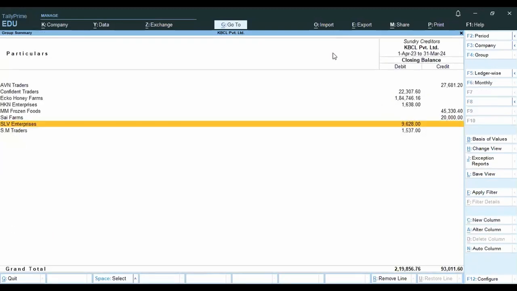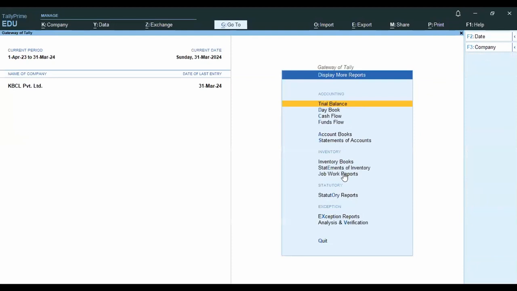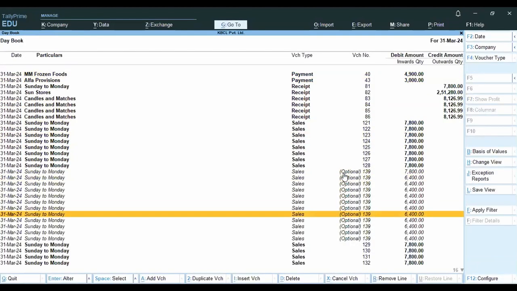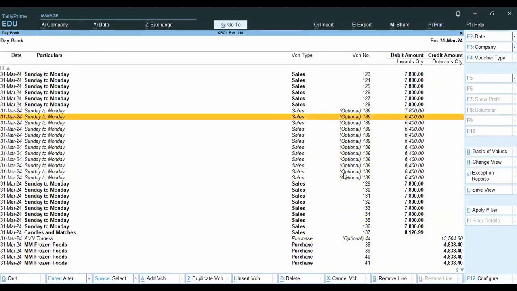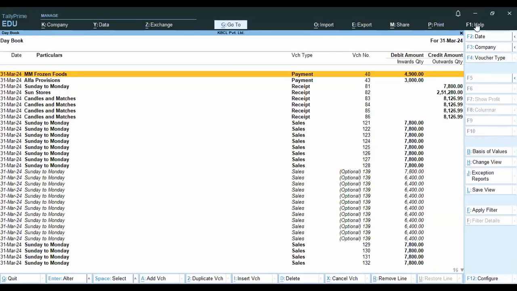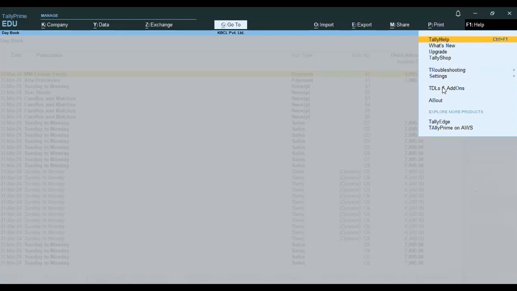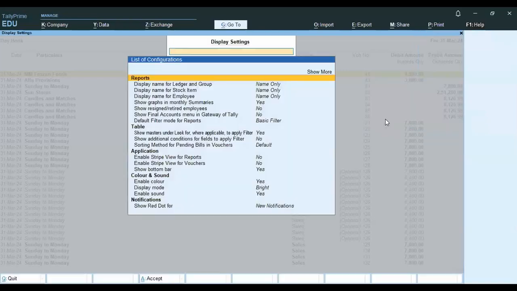Now moving to the next part. See friends, currently we see daybook in this manner, but Tally has come up with one new concept called strip view. For that strip view, you have to click F1. You have to click on setting. You have to click on display.